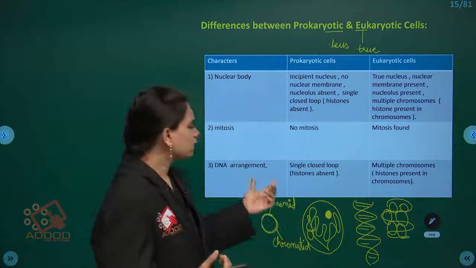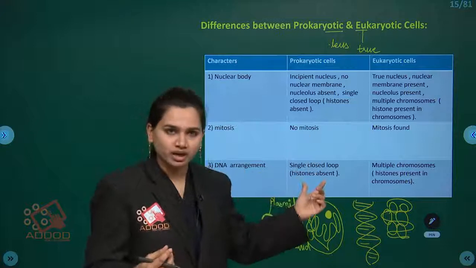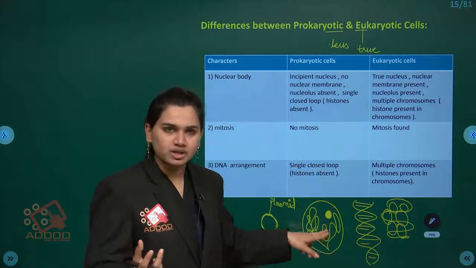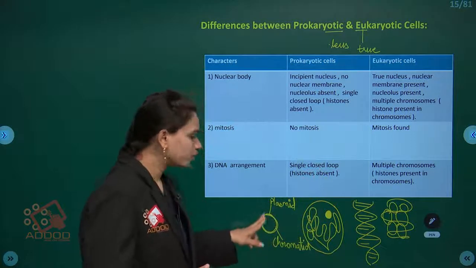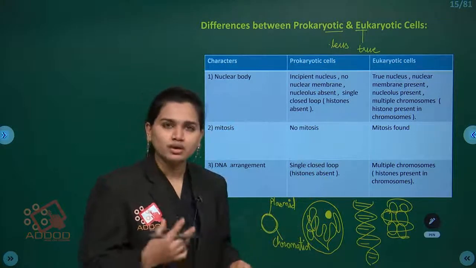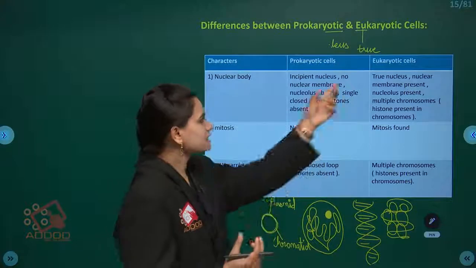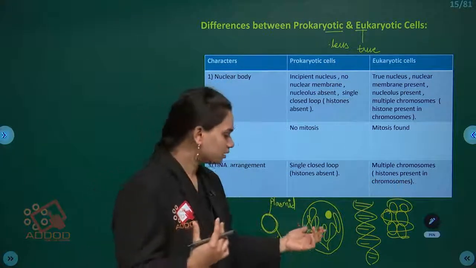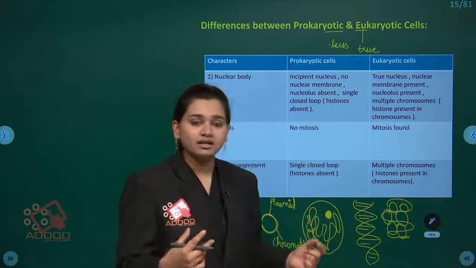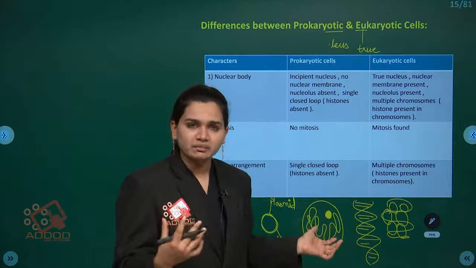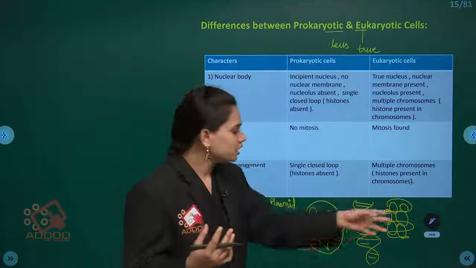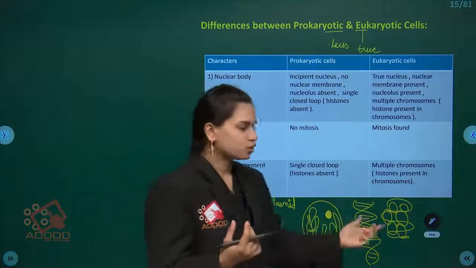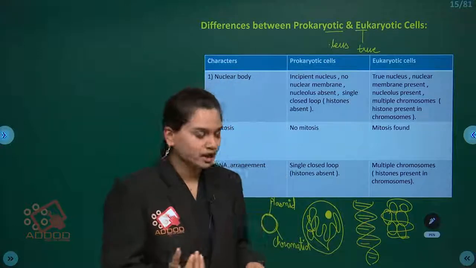So, when we look into the DNA arrangement of prokaryotes, there is no chromatin present like a thread-like structure. It is present just as a single loop, which is called a plasmid or a chromatid. Whereas in the case of eukaryotic cells, we have multiple chromatids, and this chromatin material is wrapped around proteins which are called histones. So, histone proteins are present in the eukaryotic cells.